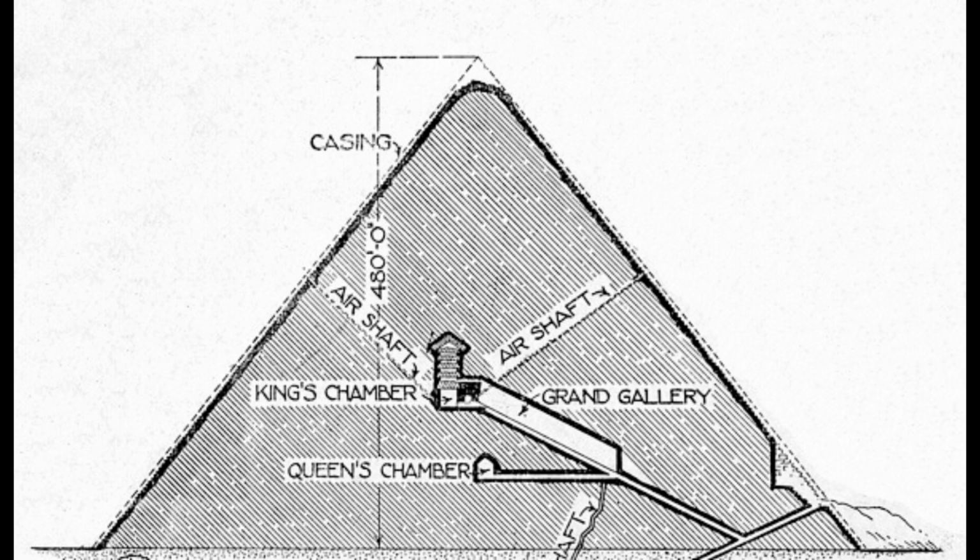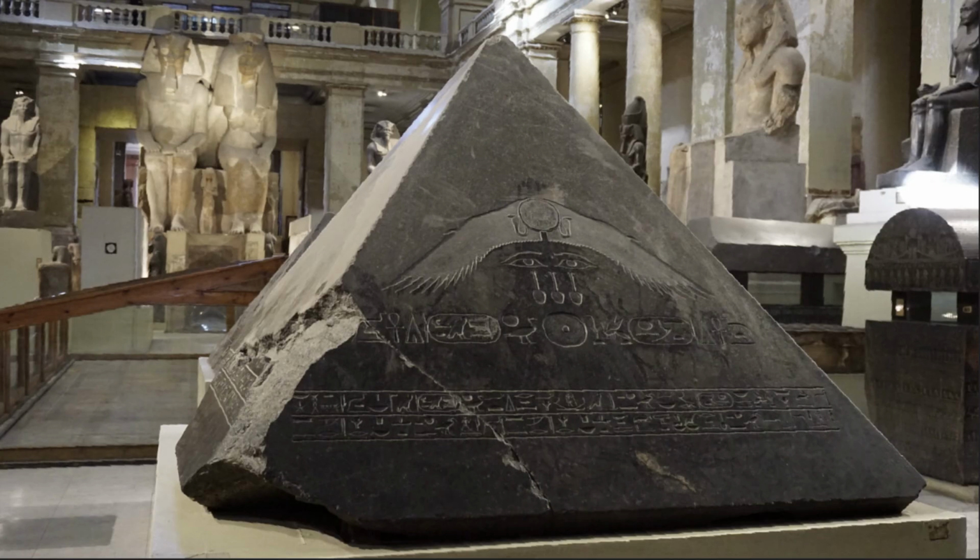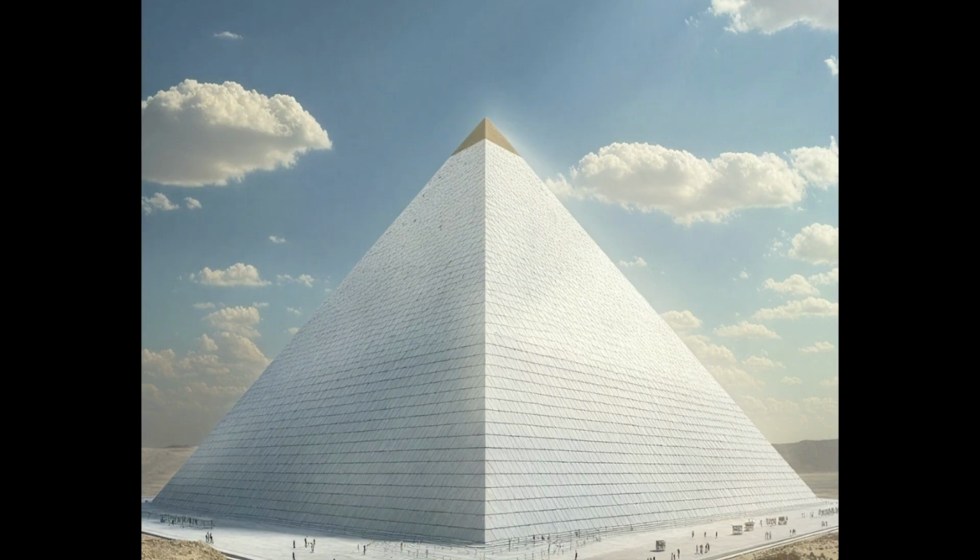Relieving chambers. Above the King's Chamber, 5 relieving chambers distribute the weight of the stones above, preventing collapse. Completion and capstone. Pyramidion. Capstone. The pyramid was likely topped with a pyramidion, a small capstone, possibly covered in gold leaf to reflect the sun's rays. Final touches. After completing the main structure, the ramps were dismantled and the surrounding area was cleared.